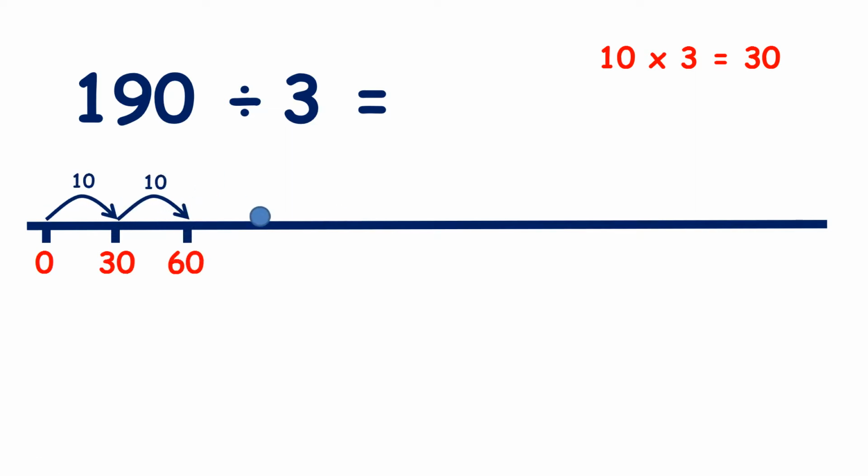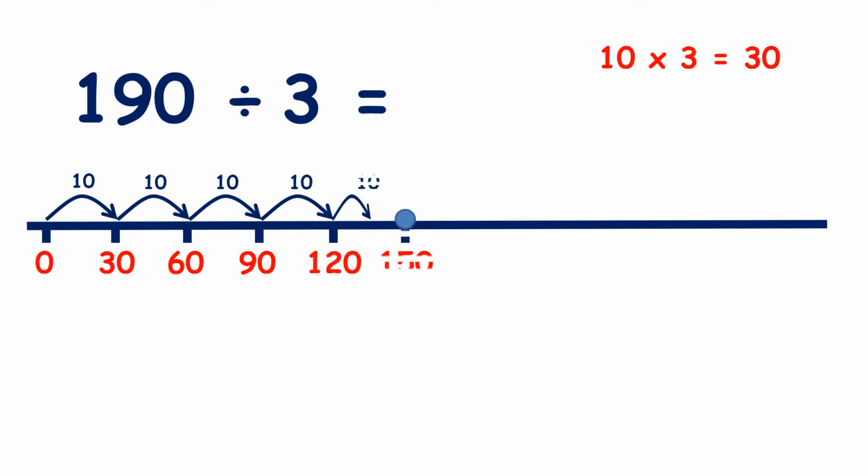60, 90, 120, 150, 180, and now another 10 threes, or another 30, would take us to 210, and that would be too many. So let's stop at 180.